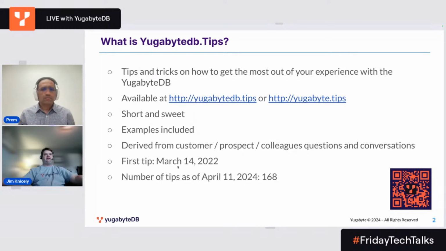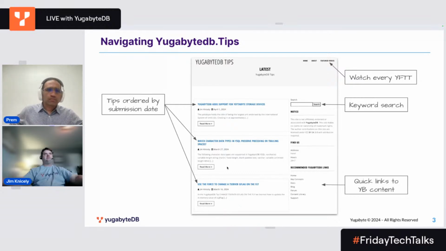So I started here in February 2022. The first tip was March 14th, and as of right now, there's 168 tips out there. The website looks like this. I just wanted to keep it really simple, no big graphics or anything like that. There's 5 tips per page, and they're ordered by the submission date. Up on the top, there's a featured videos link that you can go to, where I have links to all the YFTTs. So it's like a one-stop shop.